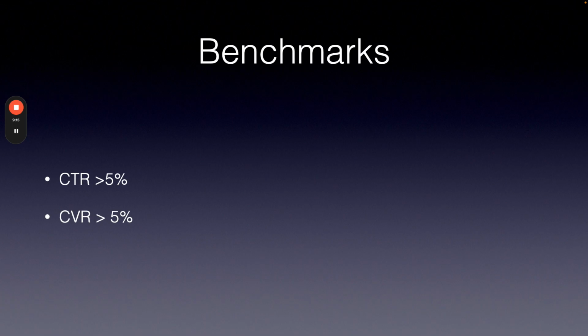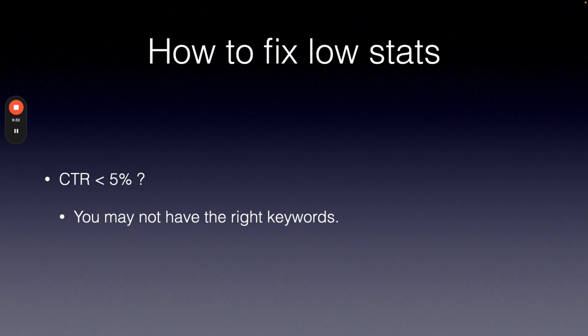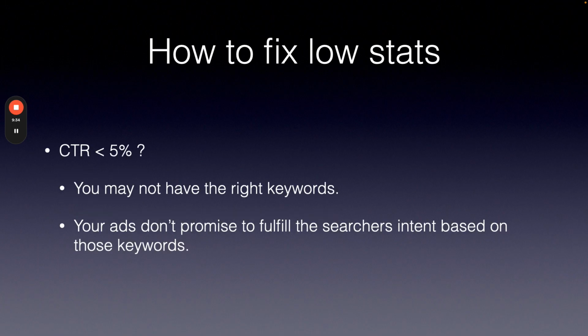So the benchmarks are 5% click-through rate and 5% conversion rate. These are like, if you don't have these, you need to get to work. If you're above these, you're probably good. And so how do we get there? So if your click-through rate is actually below 5%, basically you may not have the right keywords. Your ads don't promise to fill the searcher's intent based on those keywords.